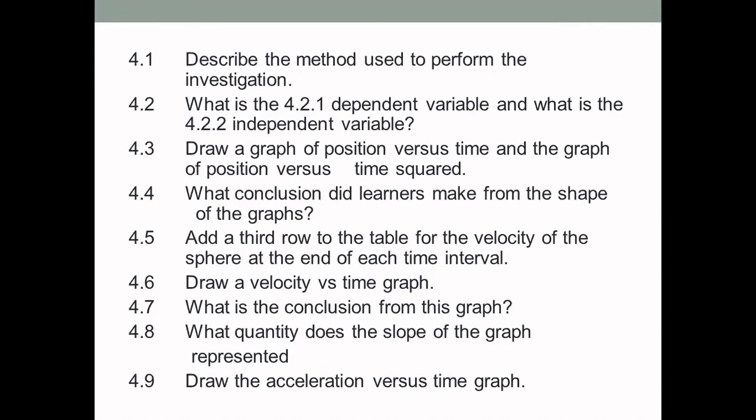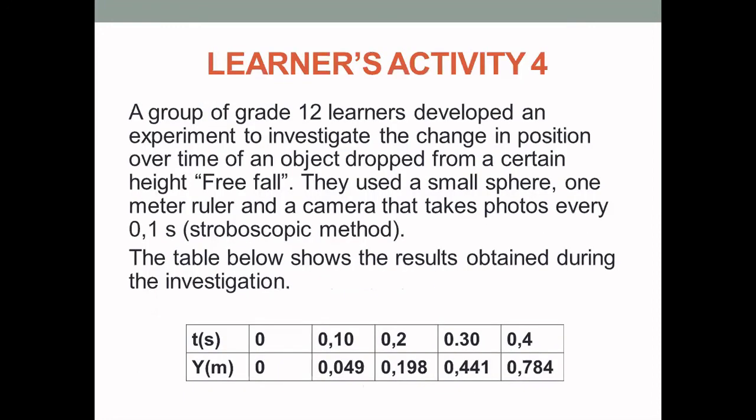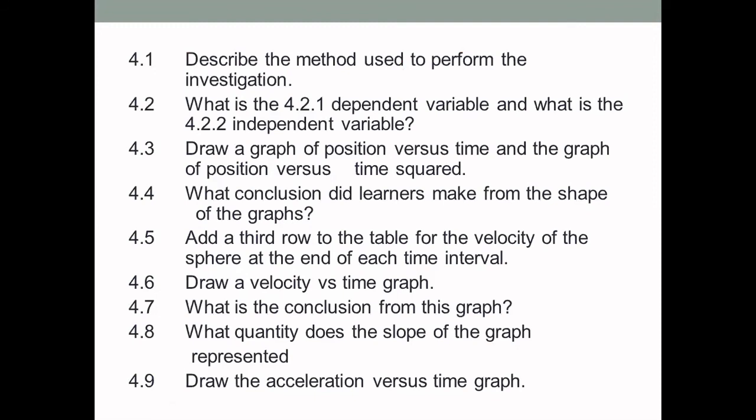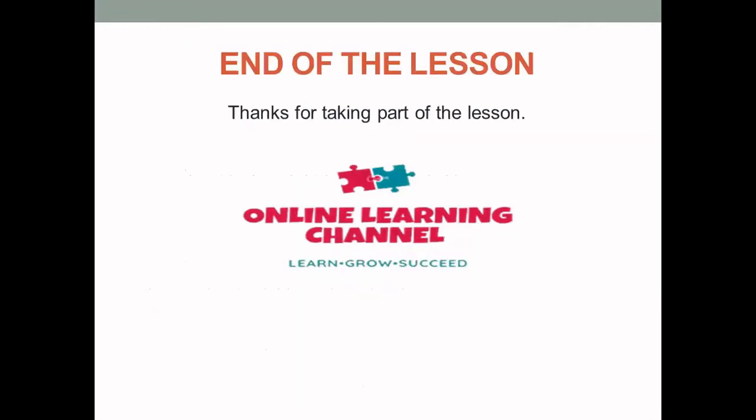4.5. Add a third row to the table for the velocity of the sphere at the end of each time interval. So which means you need here to put the third row with v in meters per second. Draw a velocity versus time graph. What is the conclusion from this graph? 4.8. What quantity does the slope of the graph represent? Then 4.9. Draw the acceleration versus time graph. That is the last question.